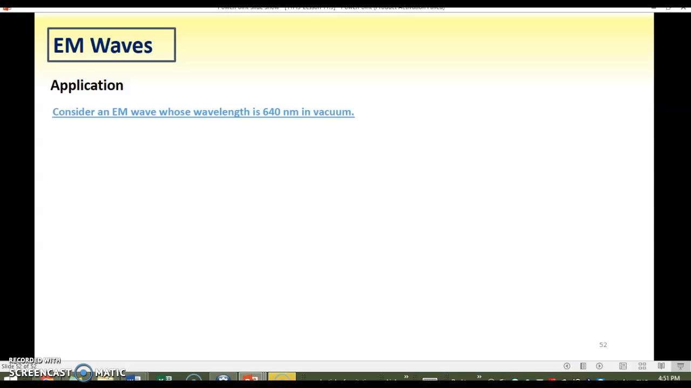Application. Consider an EM wave whose wavelength is 640 nanometer in vacuum. Give the speed of this electromagnetic wave in vacuum, then calculate its frequency. As long as I said give, this means that you already know it. This is an acquired knowledge. And I've just mentioned that you have to memorize that the speed of all electromagnetic waves, whether gamma rays, microwaves, X-rays, all of these electromagnetic waves, move at a speed of 3 times 10 power 8 meter per second in vacuum or in air.